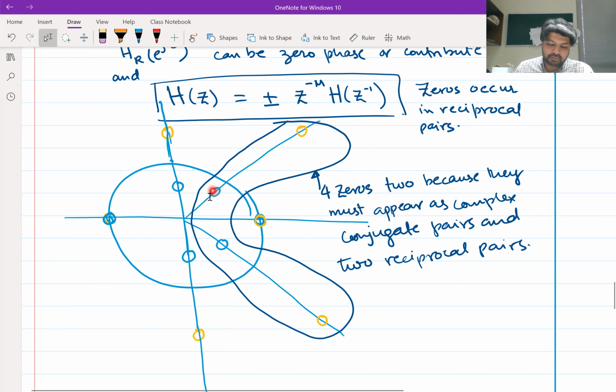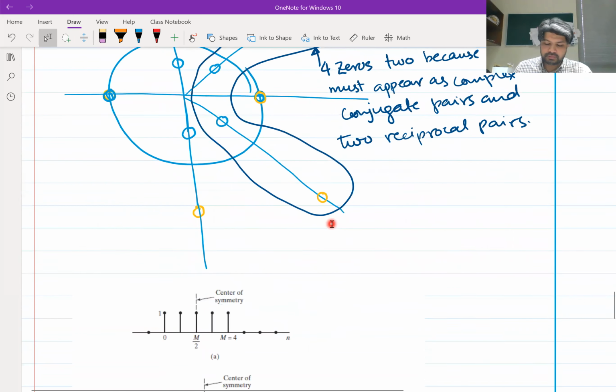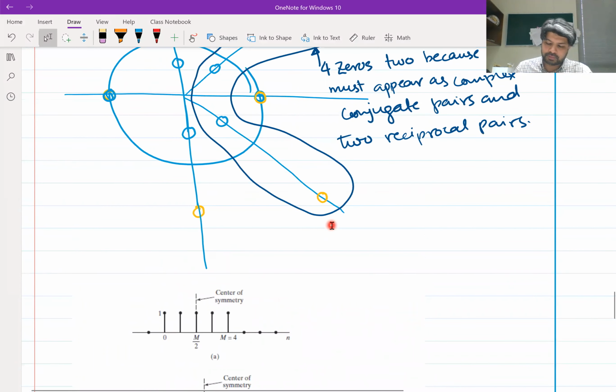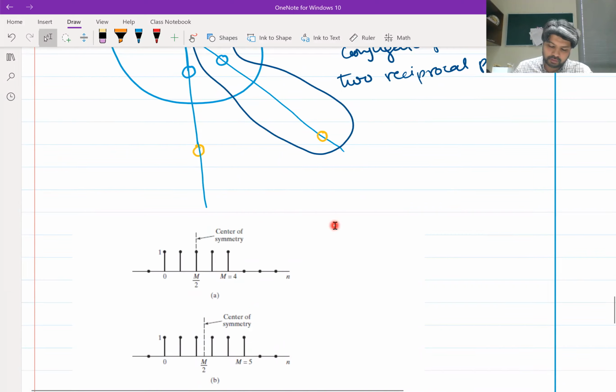फॉर एग्जांपल यहाँ पर 0 आ गया आपका, तो कॉम्प्लेक्स कॉन्जुगेट 0 ने आना है, क्योंकि यू वांट poles and 0 इन द कॉम्प्लेक्स कॉन्जुगेट पेयर्स, क्योंकि आपके कोएफिशिएंट रियल होने चाहिए. फिर इसका रेसिप्रोकल यहाँ पर आएगा, इसका रेसिप्रोकल इधर जाएगा. Okay, so you have 4 zeros, 2 because there must be complex conjugate pairs, and 2 because there must be reciprocal pairs as well. Okay, so we would stop on that note.